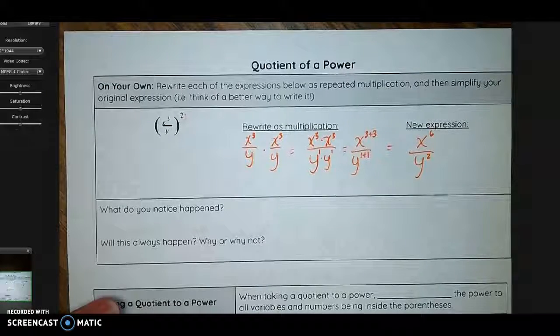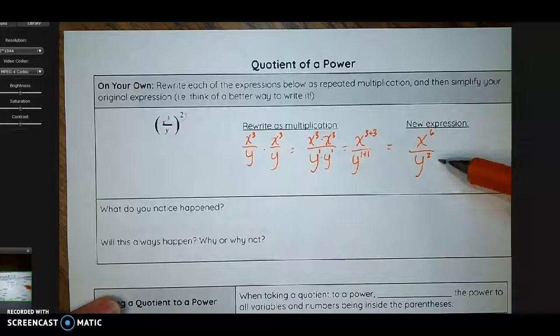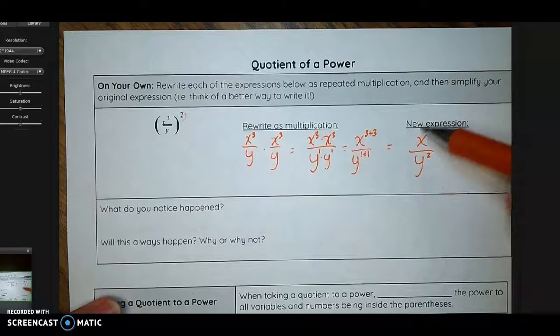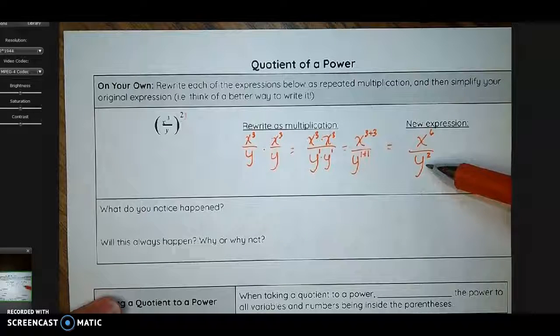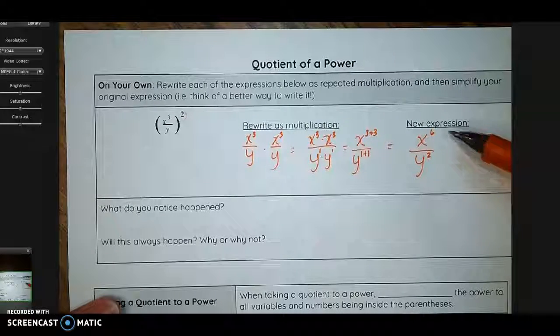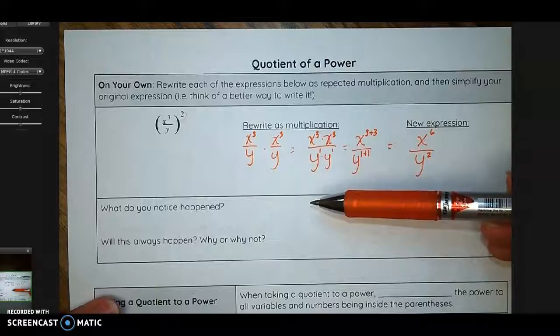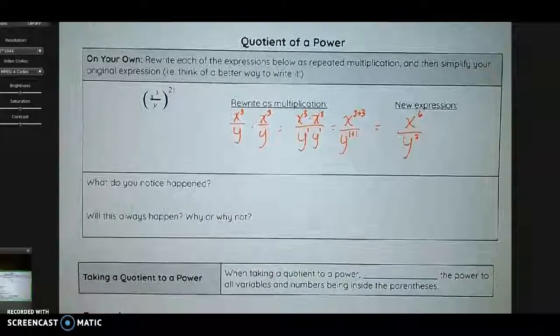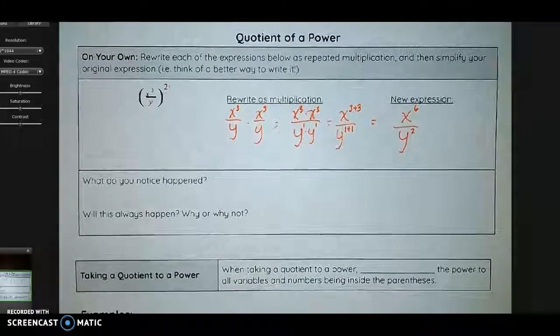So I can't do anything else with this because my bases are different. So I'm done with this. This is my finished expression. You'll see some problems later on where those bases are the same, and then you can reduce from there. But in this case, we cannot do that. So what did you notice happen there, and will this always happen? Why or why not? I want you to take a second, pause, and try to answer that yourself.